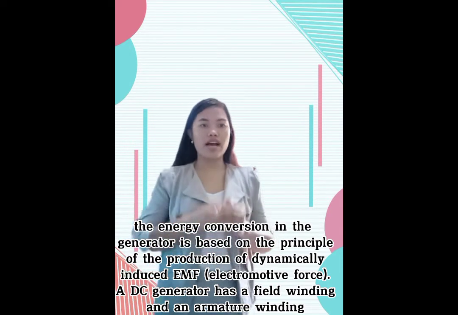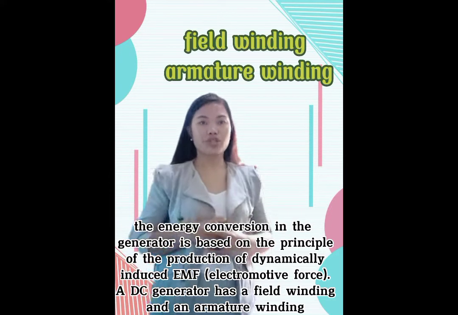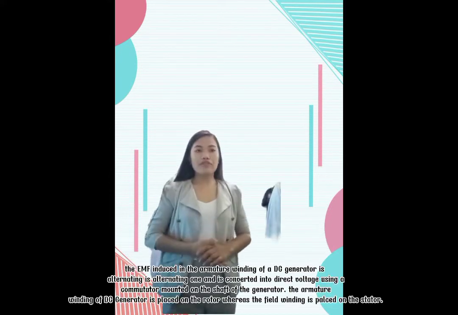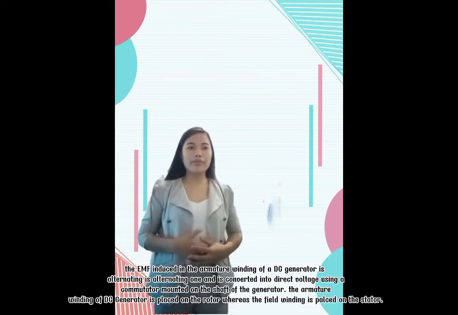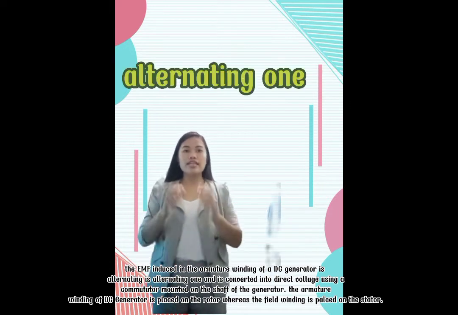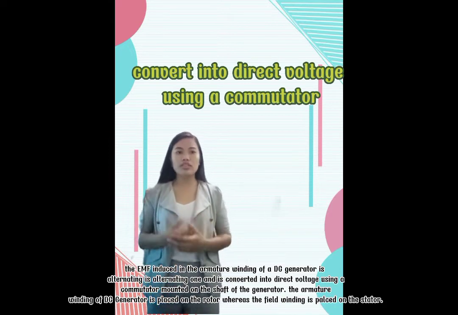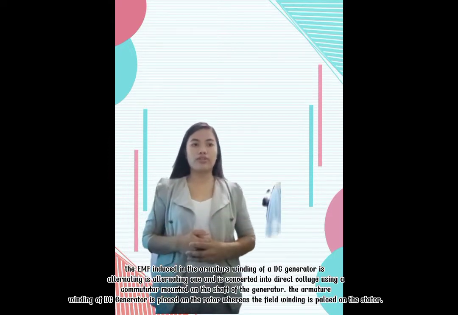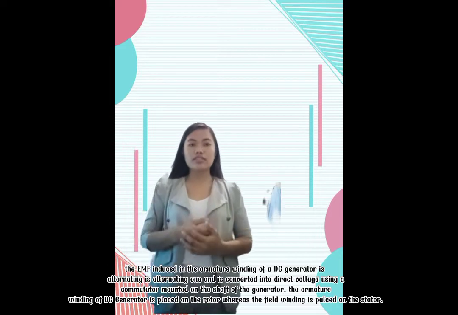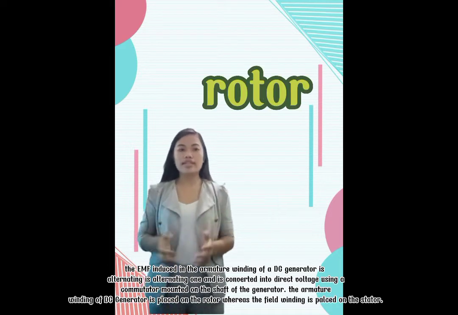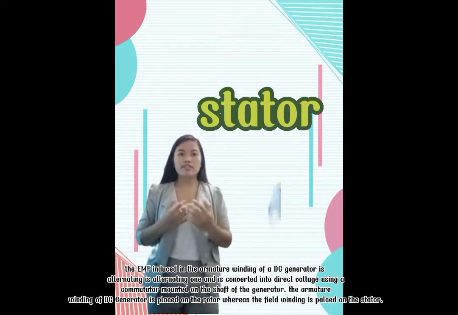A DC generator has a field winding and an armature winding. The EMF or electromotive force induced in the armature winding of a DC generator is alternating and is converted into direct voltage using a commutator mounted on the shaft of the generator. The armature winding of a DC generator is placed on the rotor, whereas the field winding is placed on the stator.